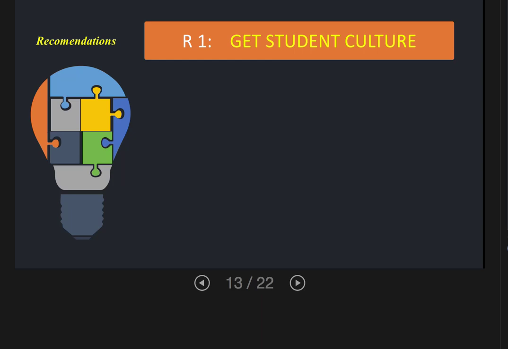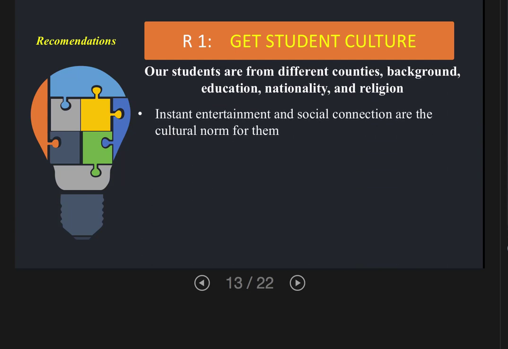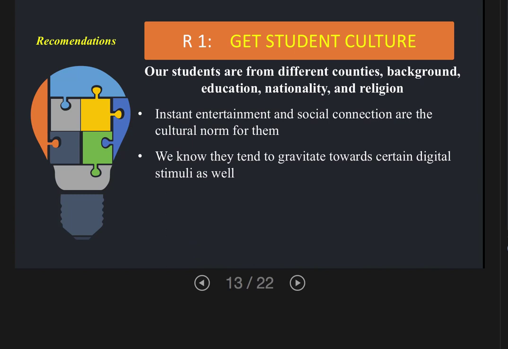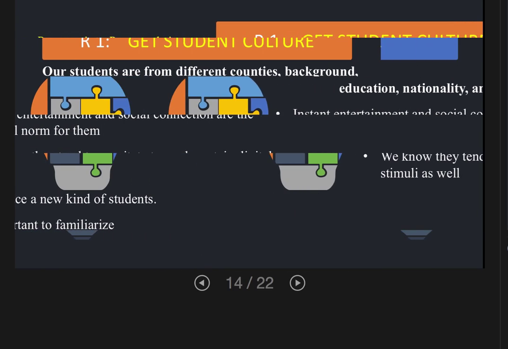Students' culture. Our students are from different countries, background, education, nationality, and religion. And instant entertainment and social connection are the cultural norm for them. We know they tend to gravitate toward certain digital stimuli as well, because all this we face in a new kind of students. As an educator, it's important to familiarize yourself with the habits and mindset that define your digital generation. So let's talk about sharing your life.